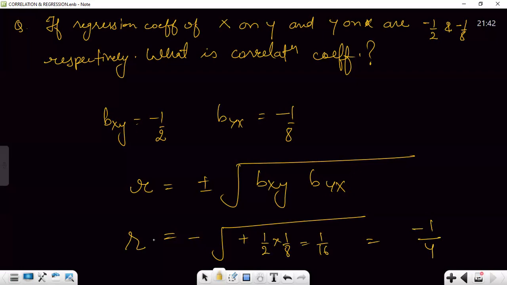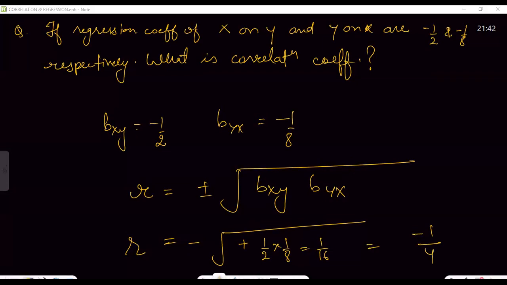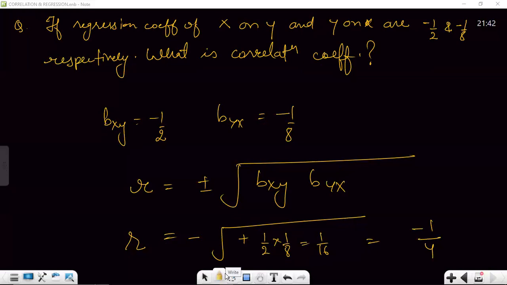How have I taken only minus 1 by 4? There will be plus 1 by 4 as well as minus 1 by 4 in the answer, but you have to pick minus 1 by 4 specifically, because bxy and byx are of negative sign. So r will also be of the same sign. Clear? Yes, sir. Okay. Observe the question.